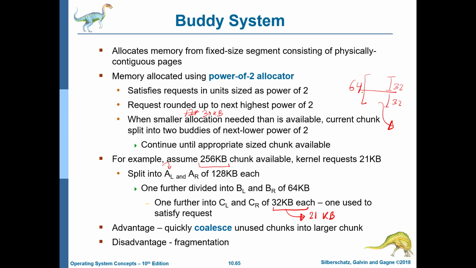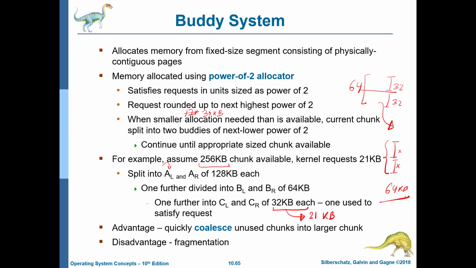The other advantage is that as and when these memory chunks are freed, let's say there was one 32 KB chunk which was not used, and another 32 KB chunk was used. Let's assume that this got freed now. At that point we merge both of them and create a large 64 KB chunk.